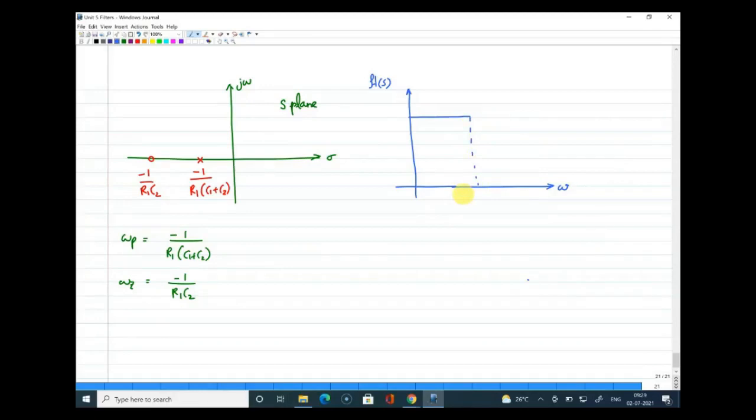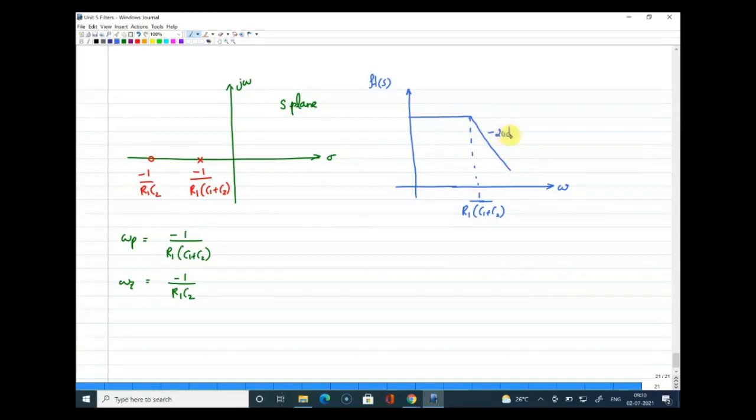Practically, you will see a much larger drop in the gain. It is not like your gain will be constant till the pole. In certain cases, you will have a 3 dB frequency much before this. Here you have the first pole, at 1 by R1 into (C1 plus C2), and at this point you will have a drop in gain, at the rate of 20 dB per decade.